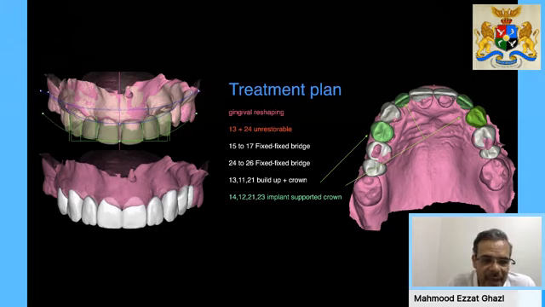You can see that this canine now is in the perfect position, my new gingival margin. You can see the gingival margin here is just a little short at the right canine. So I'm going to need, again, gingival reshaping.